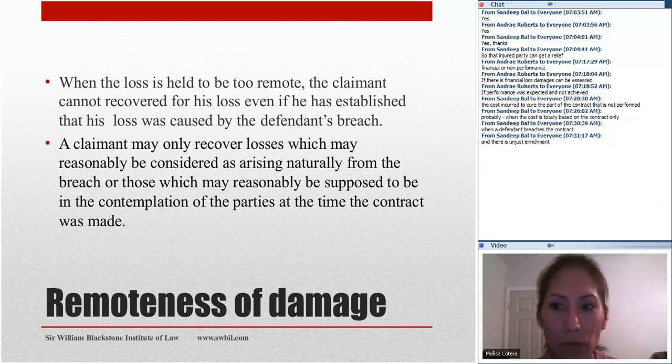Okay. We have said that there are some limitations, some factors that limit the recovery of damages. One of these is the remoteness of damage. What is remoteness of damage?